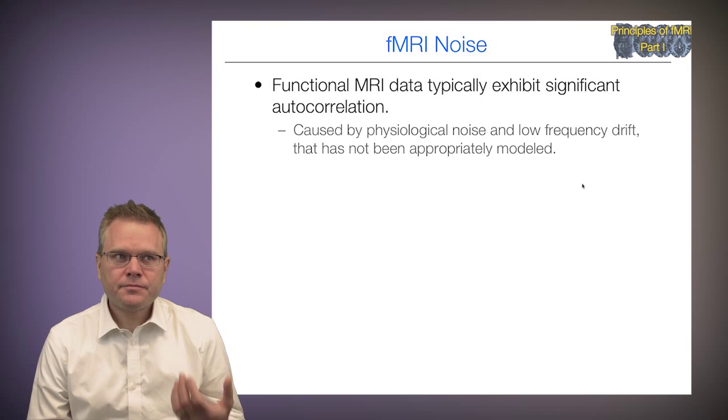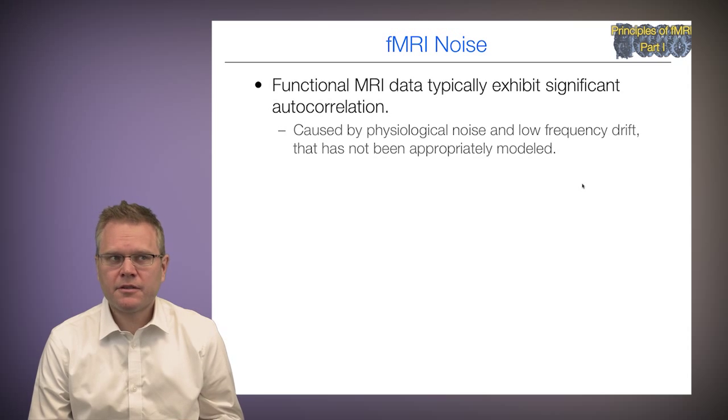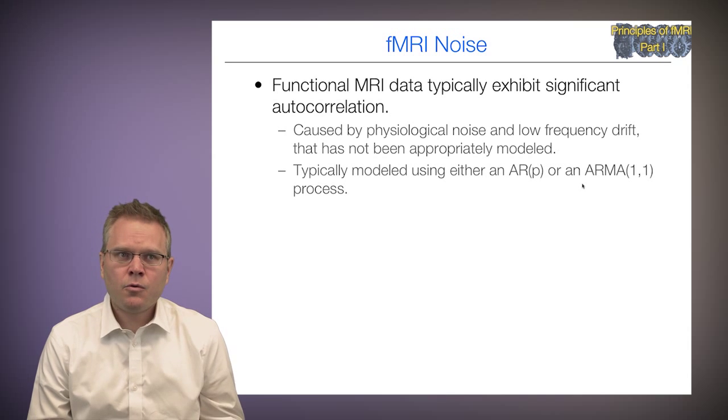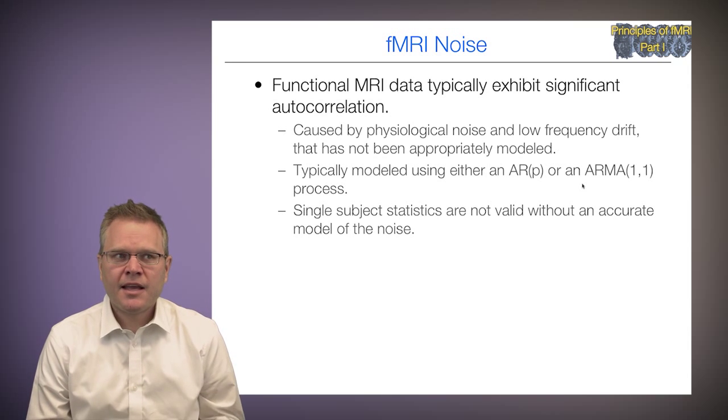This autocorrelation is typically caused by physiological noise and low-frequency drift, which hasn't been appropriately modeled. Typically in fMRI, we use either an autoregressive model of order P or an ARMA 1-1, an autoregressive moving average model of order 1-1, to model the noise. Single subject statistics are not going to be valid without an accurate model of the noise. So it's quite important.